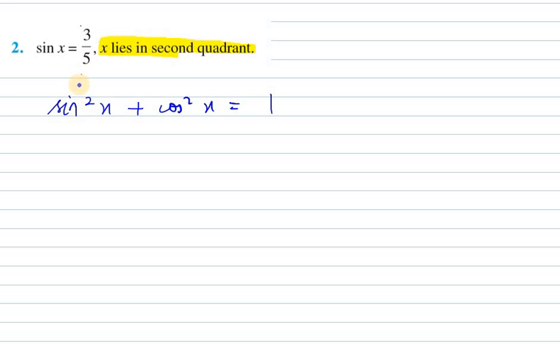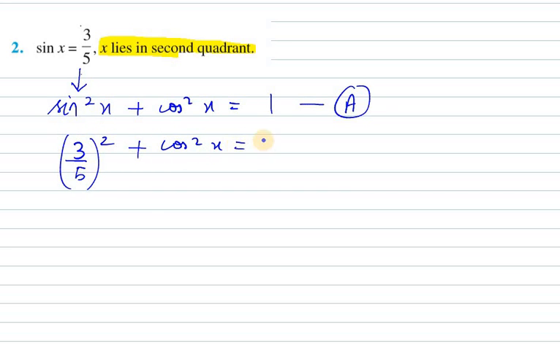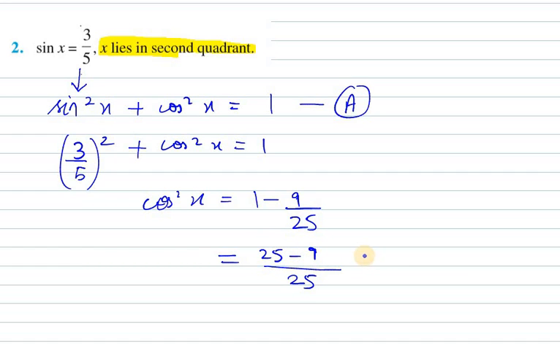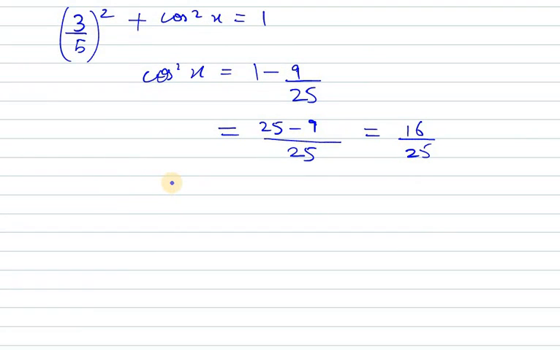Now we are given the value of sin x, so I will put it in this equation. It will be (3 by 5) whole square plus cos square x equals 1. So cos square x equals 1 minus 9 over 25. Now we need to take the LCM here, so it will be 25 minus 9 over 25. So this will be 16 over 25. So we have the value of cos square x.